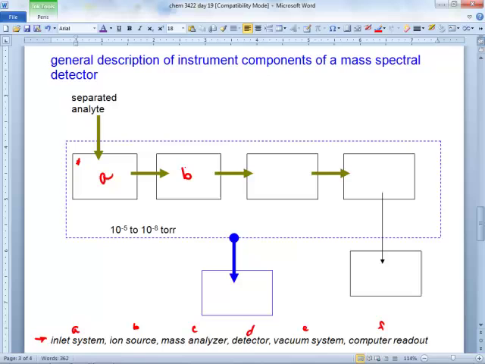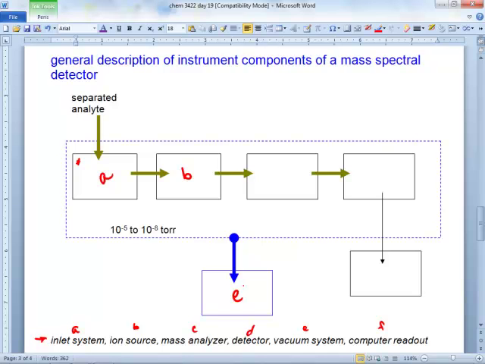You said only 1 in a million molecules makes it through? 1 in a million gets ionized. So a lot of it doesn't go through? Yeah, a lot just gets sucked right out by the vacuum. So everything else goes into the vacuum system.